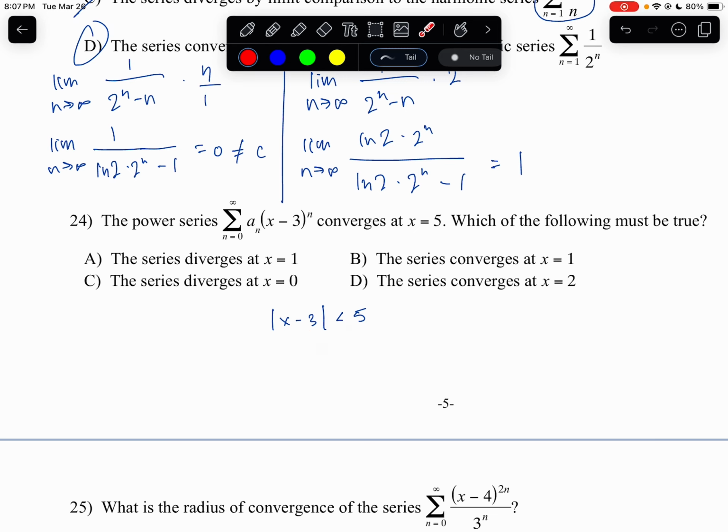But with that being said, if I think about it, my center is at 3, right? So the center is at 3. I know that it converges at 5, so that's a distance of 2, right? So if I follow that logic, the radius has to at least be that, correct? So then I could say that to 1 it would also have to converge here.